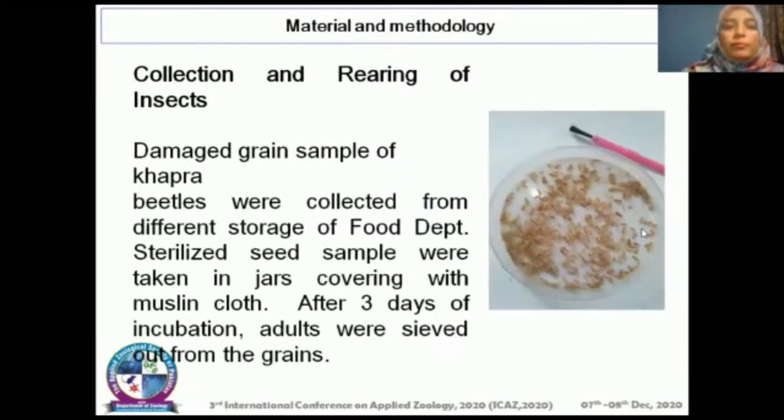According to methodology, damaged grain samples including heterogeneous insect cultures of khapra beetles were collected from different storages of the Food Department, Punjab, located at several places in district Faisalabad. The sterilized seed samples were taken in jars having 2 kg capacity and the collected insect cultures were released in jars covered with muslin cloth. These jars were kept in an incubator at 28 degrees Celsius. After 3 days, adults were sieved out from the grains. Eggs and grains were put into the jars and kept at optimum growth conditions to rear the homogeneous insect culture.